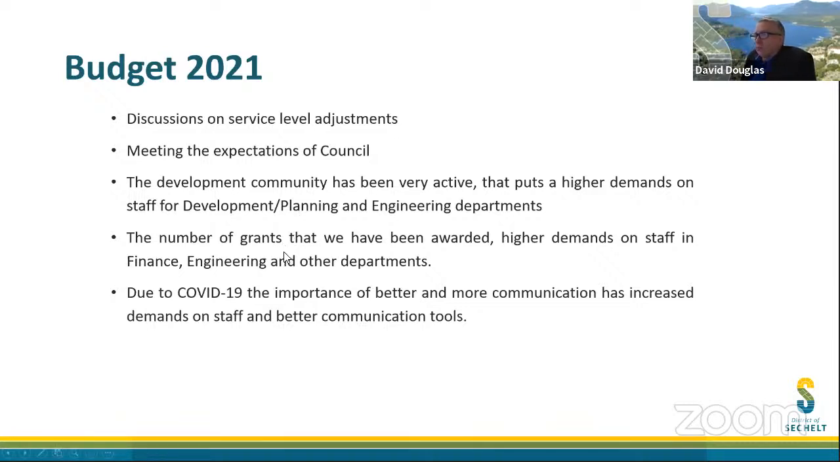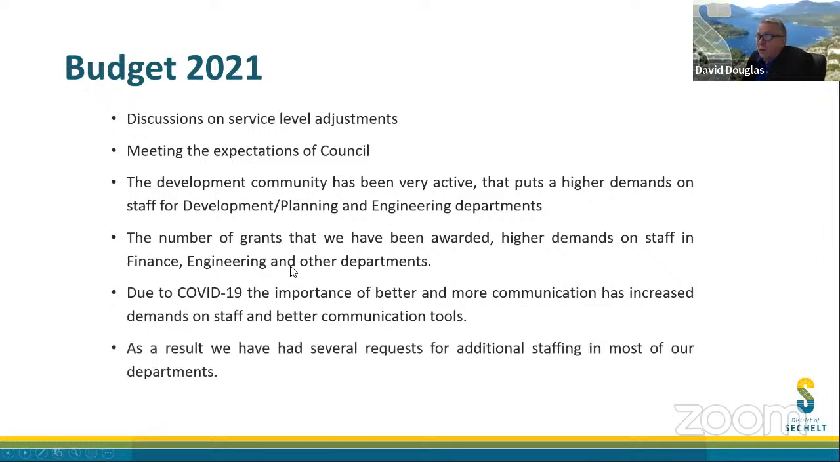And due to COVID-19, the importance of better and more communication has increased demands on staff as well. And the demand for better communication tools, which includes our website or other tools that we like to use, social media. So as a result of all this, there are several requests in this year's budget for additional staff in several of the departments.